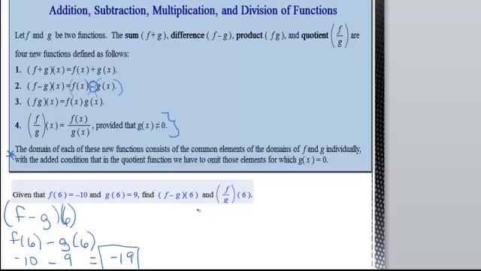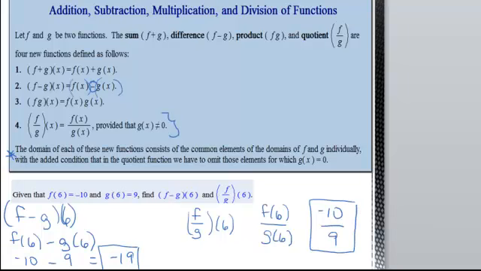Okay, if you have f divided by g of 6, that means f of 6 divided by g of 6. Well, f of 6 is negative 10, and g of 6 is 9. So f divided by g of 6 is equal to negative 10 ninths.